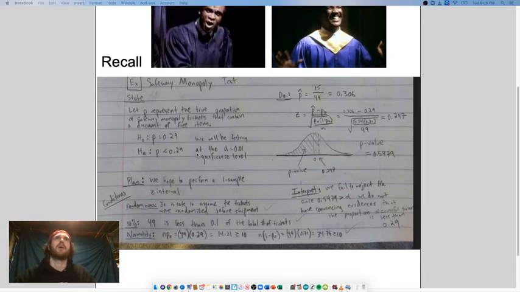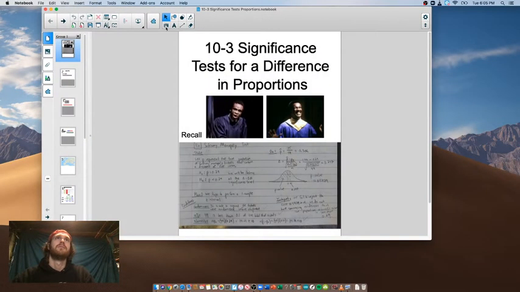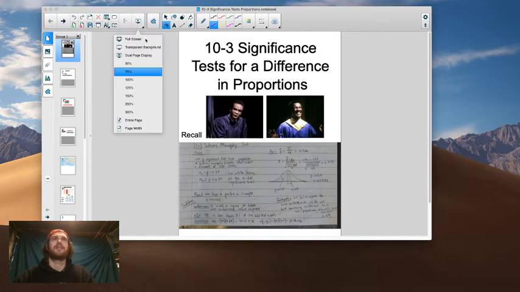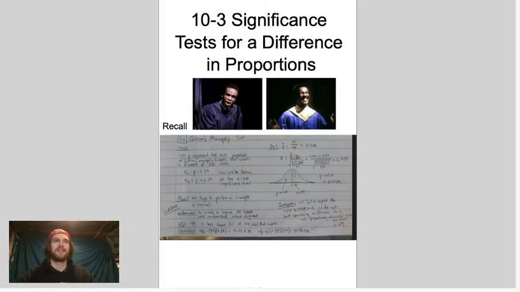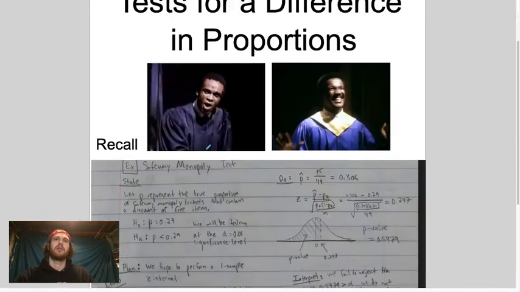I got to make sure I have my... Oh, there we go. Let me get my ink ready. So first thing we do is, the process is essentially the same as what we did before, except we're testing something a little bit different this time. Okay, so let's take a look at what we did.